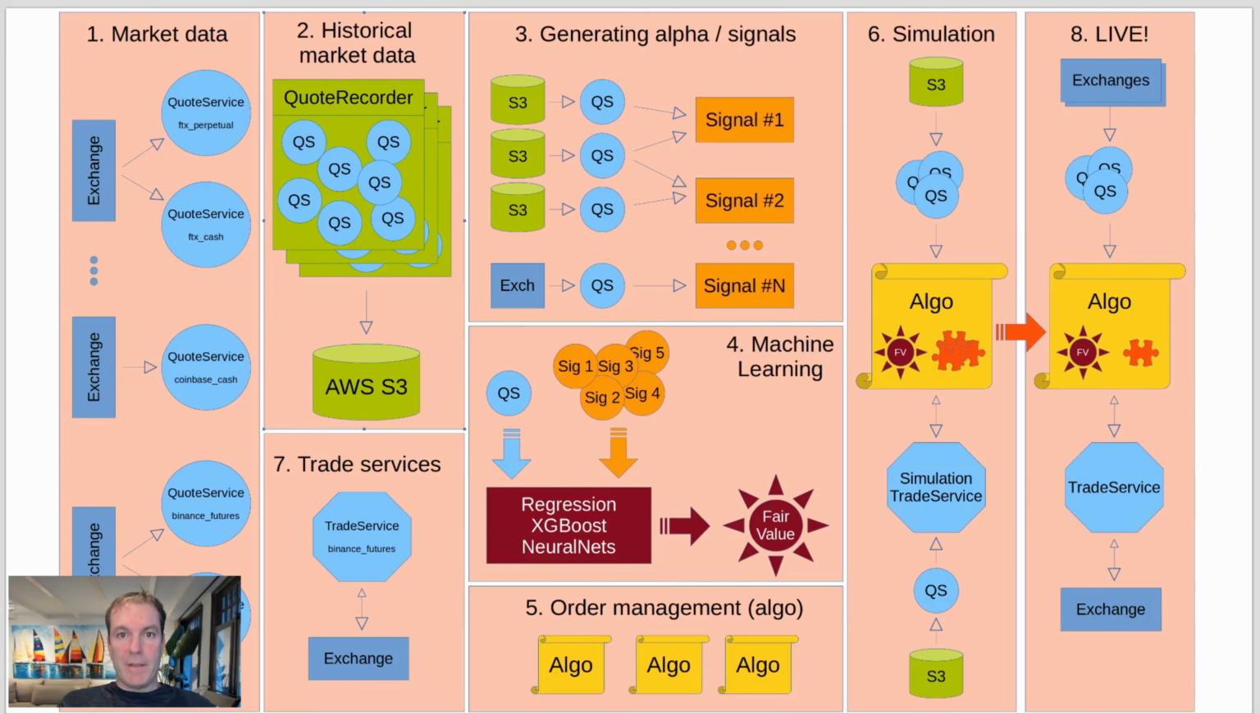So here is a bird's eye view of the architecture to which we're going to be building our high-frequency trading system. As you can see, it is broken broadly into 8 parts, each of which will form the basis for the next 8 episodes where we will dive into each of them.